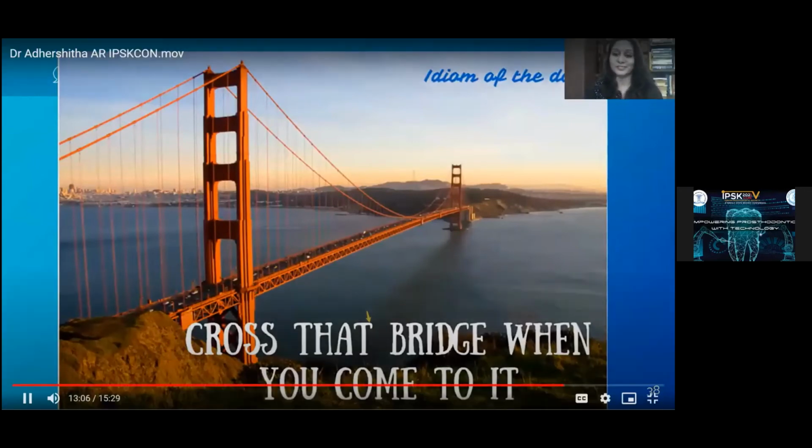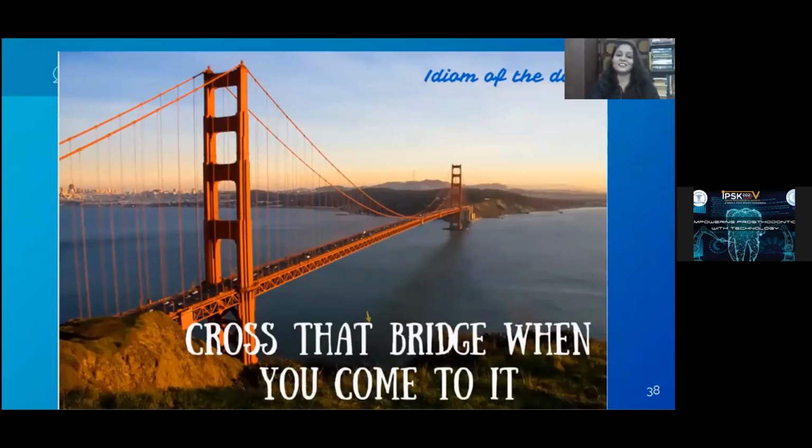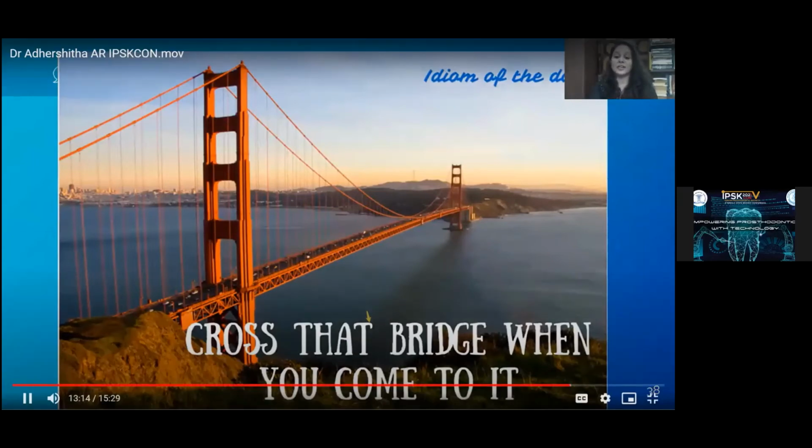Only when you come to it. This decision making is not a piece of cake, especially when it comes to implant. An accurate diagnosis and proper treatment planning make implant treatment a long-term success.